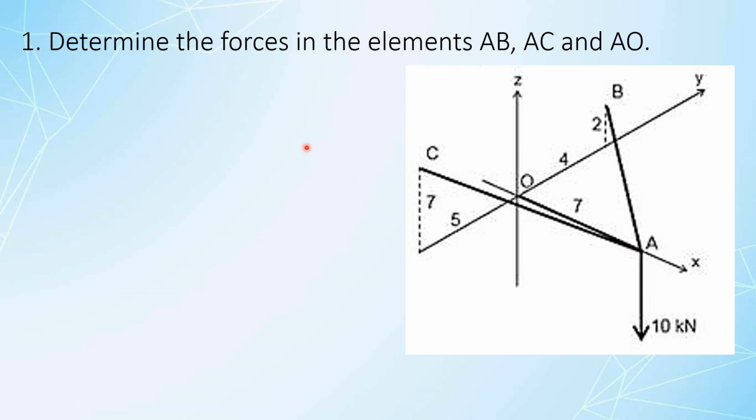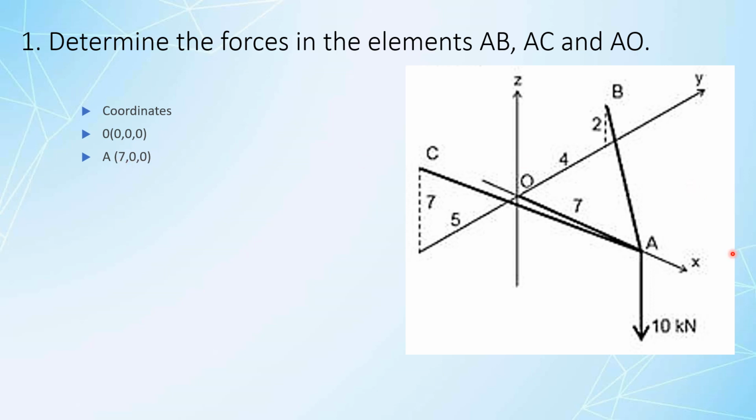So in all the problems in force system in space, the first step is to determine the coordinates of all the given points. So here we need to find out the coordinates of A, B and C. Obviously O will be the origin, so the coordinates will be 0, 0, 0. So the coordinates of O, the origin, are 0, 0, 0. Then the coordinates of A are 7, 0, 0. See how you write these coordinates. We know that the first term is the x coordinate, then the y coordinate and then the z coordinate.